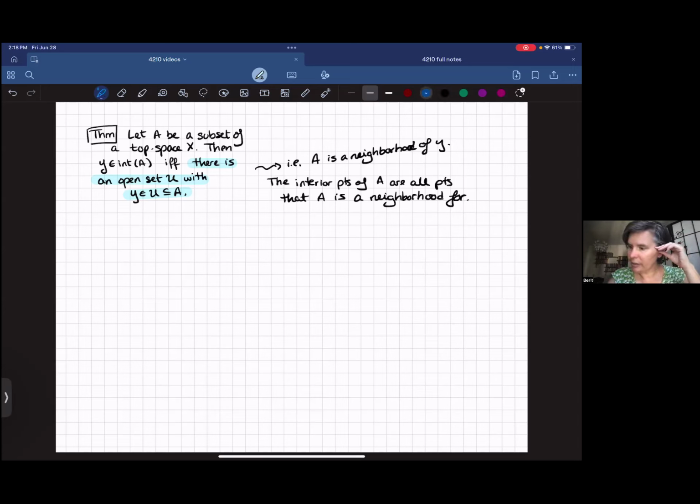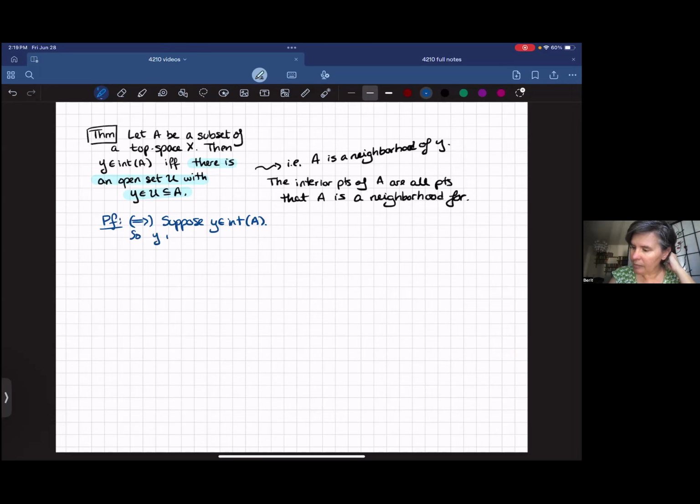Let's go ahead and prove this theorem. This theorem is an if and only if, and so we have to go both directions. Okay, so let's go the forward direction. Suppose y is in the interior of A. The definition of interior is that it's the union of all of the open sets inside of A. So y is somewhere in that union. What does it mean to be in a union of sets? It means you're in at least one of them.